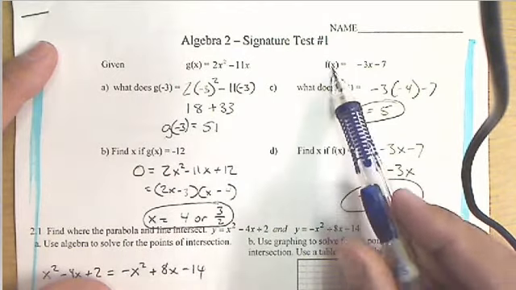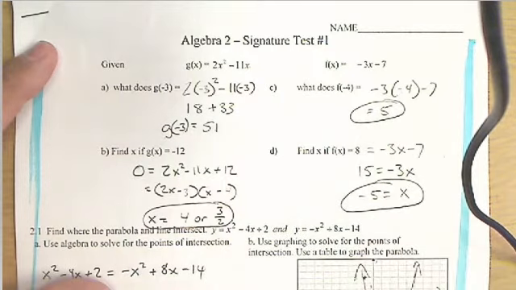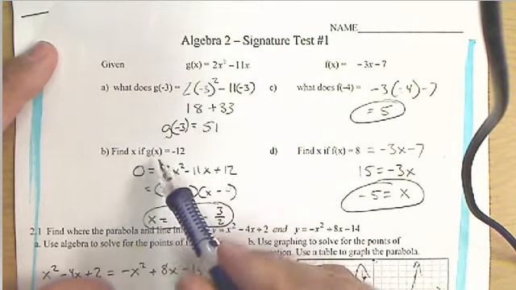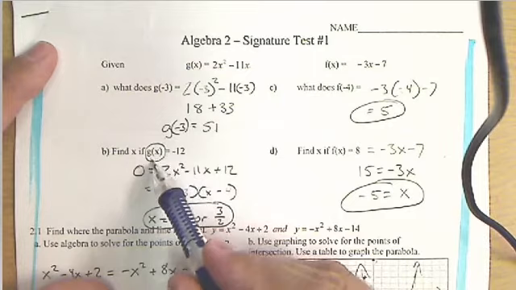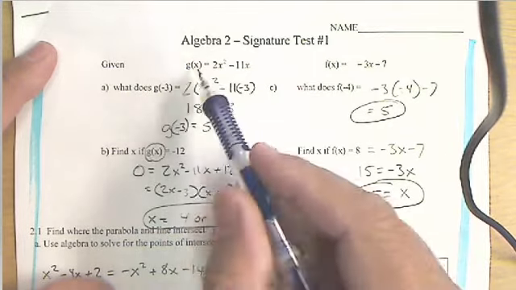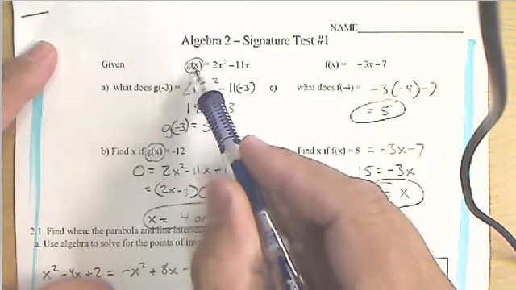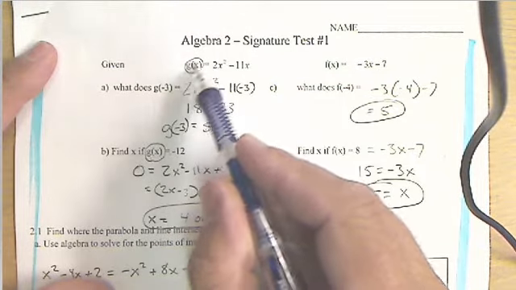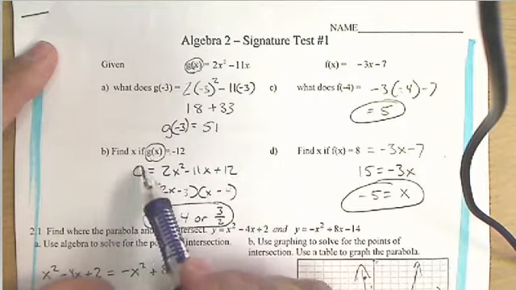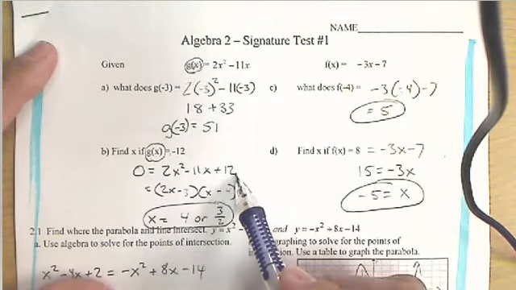F of -4: grab -4, plug it in for the x, and you get your 5. G of x is equal to -12. Well, that means g of x is equal to -12, so you plug -12 in for g of x. So I wrote -12 here, added it to both sides.